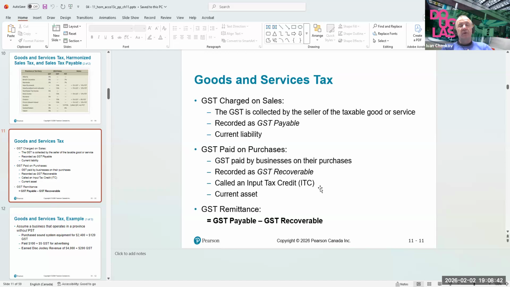So again, we're going to keep track of two things: GST charged on the sales and GST paid on the purchases. The GST charged on the sales is a current liability. The GST paid on the purchases is a current asset. GST charged on sales is called GST payable. GST paid on the purchases is called GST recoverable, also called input tax credit. So if you have to fill out the GST tax return by yourself, you have to file it here as an input tax credit. Which amount do you have to submit to the government? Well, the difference between payable and recoverable.